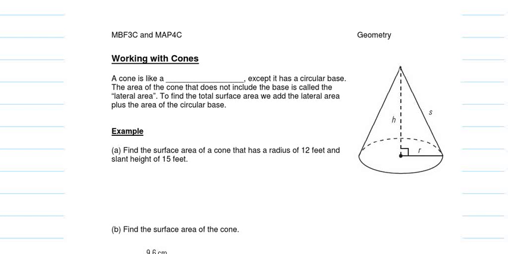We're moving on to finding the surface area of cones. Again, this is more like knowing how to use the formula, right? We're going to cover a couple of questions so you're aware of what each letter represents. A cone is like a pyramid, except it has a circular base.